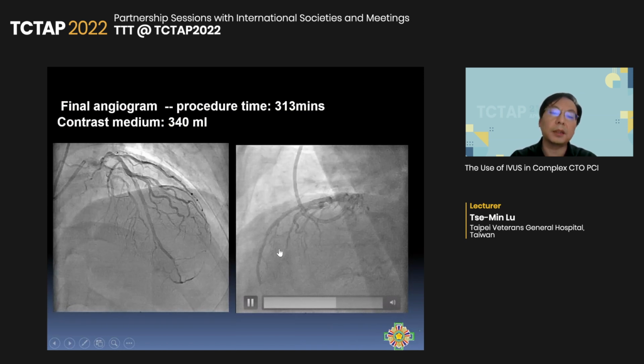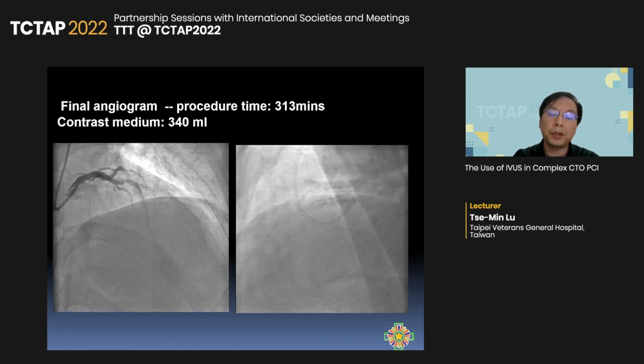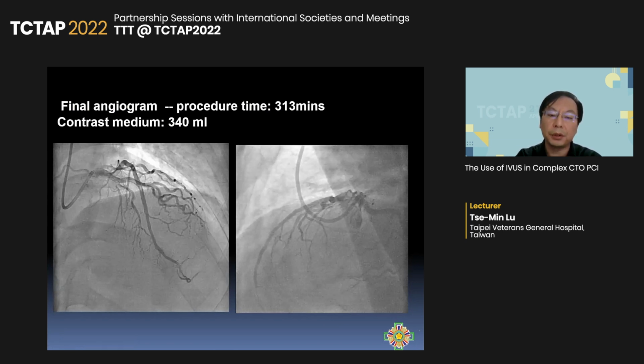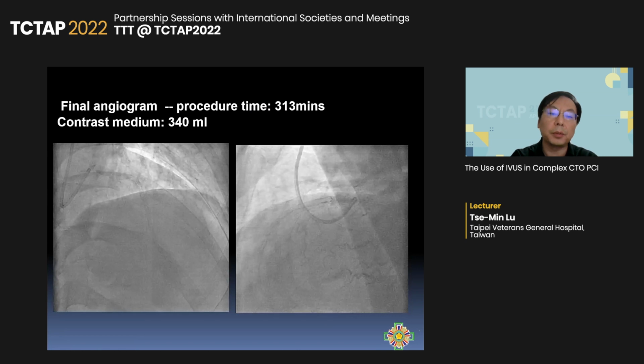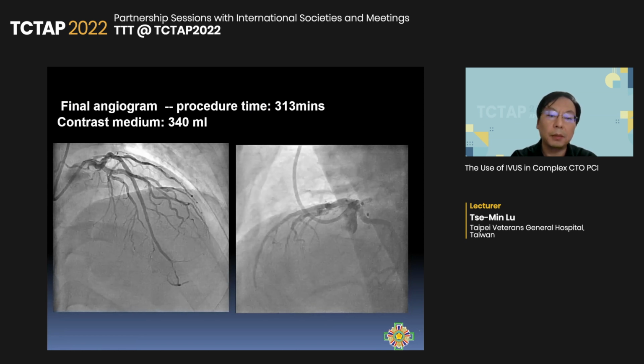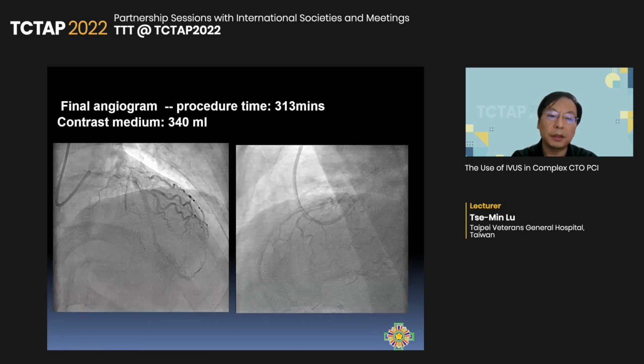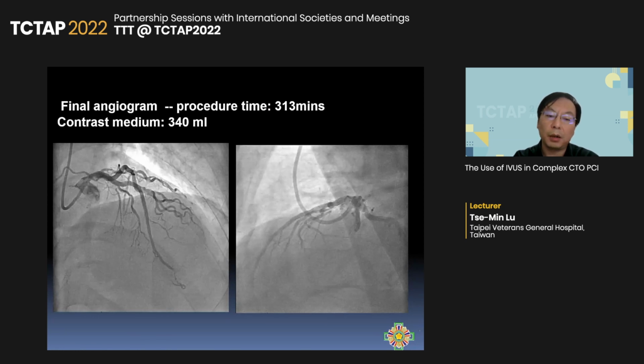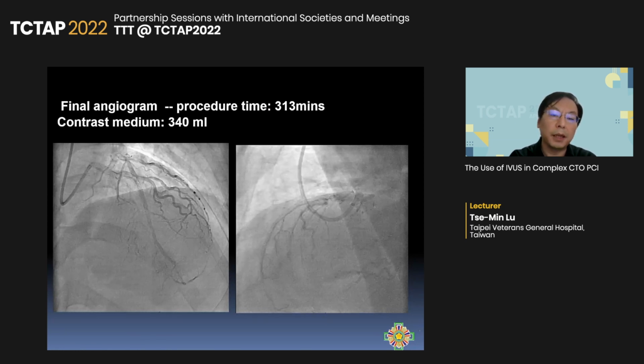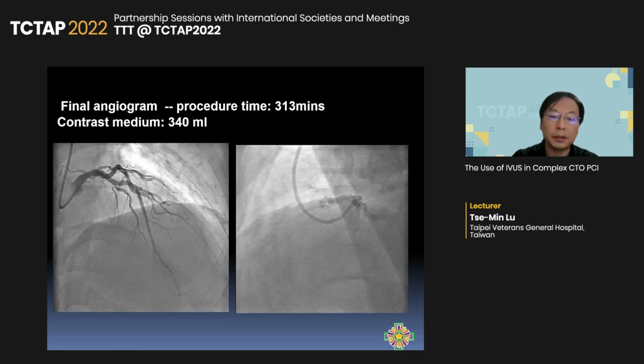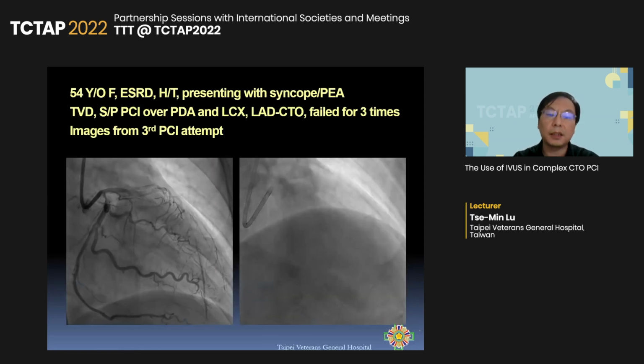So I think by using the IVUS to carefully check the plaque composition, maybe we can find a suitable position that can definitely and delicately control my wire, and it may have more chance to go to the distal LAD. And this is the second case, a very interesting case.